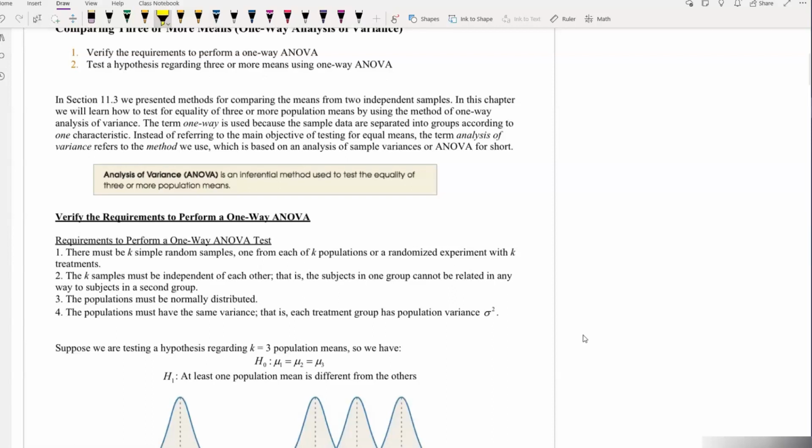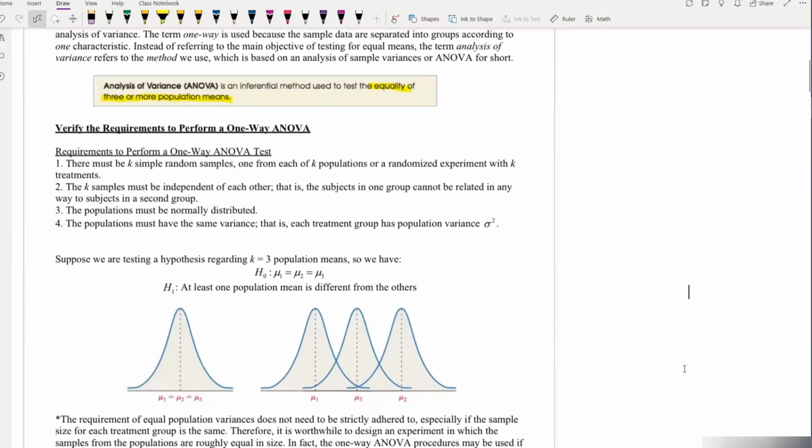Analysis of variance, or ANOVA, is an inferential method used to test equality of 3 or more population means. So equality of 3 or more. Whenever you have 3 or more, that means you have to use ANOVA. So verify the requirements first.